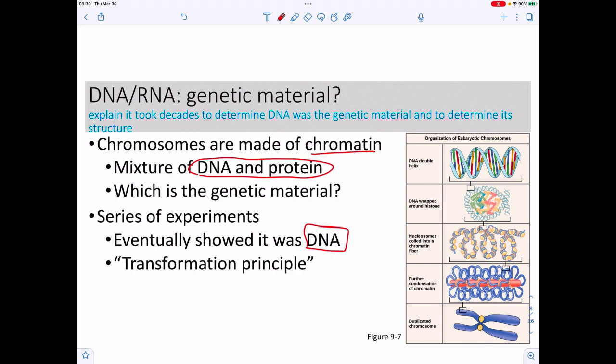And one of the ways that we did that is through an experiment that led to what we call the transformation principle, which is rather fascinating. It looked at taking bacteria and two versions of it, what we would call a virulent and an avirulent version, and how you could turn an avirulent version of bacteria into a virulent version. Virulence has to do with causing disease.